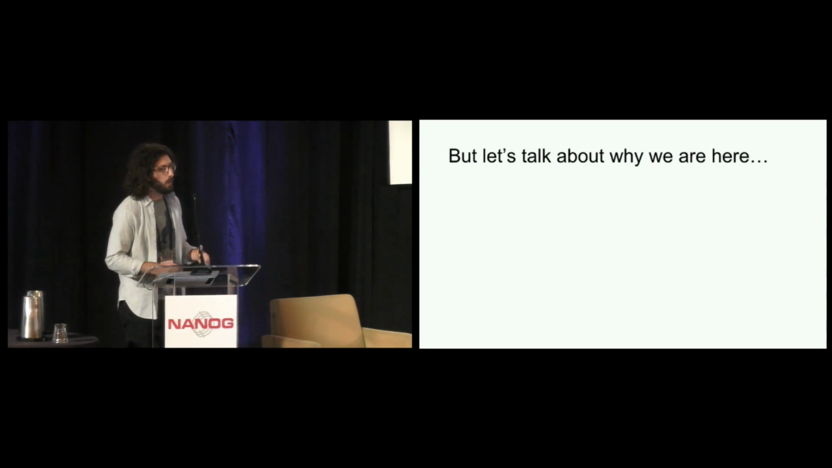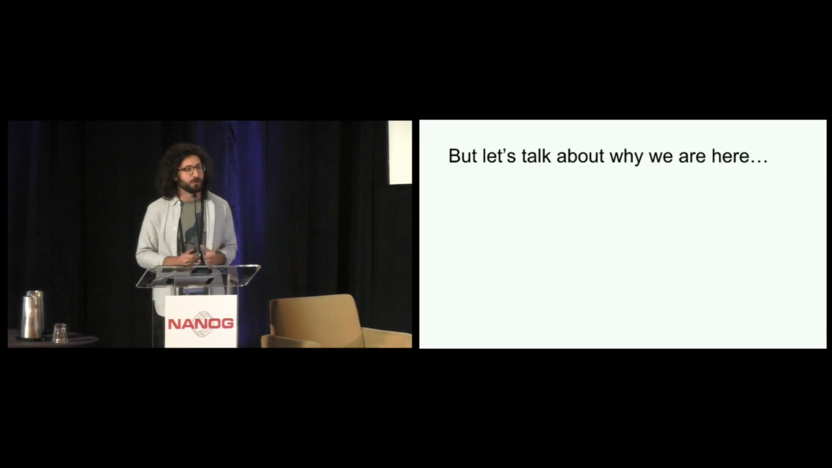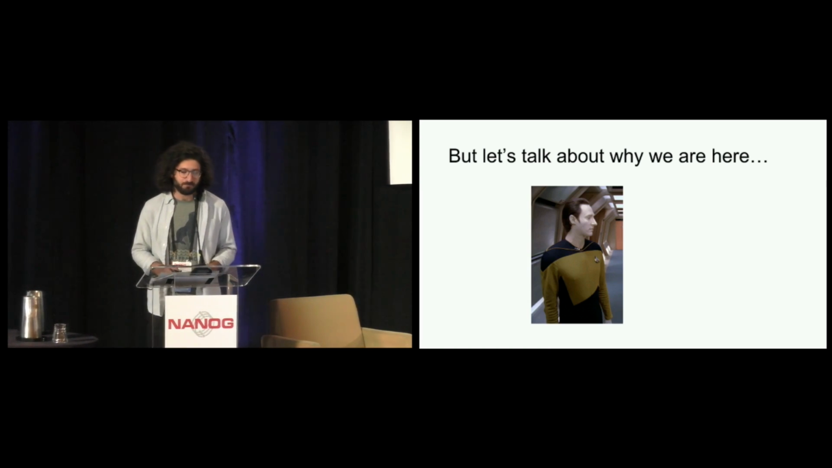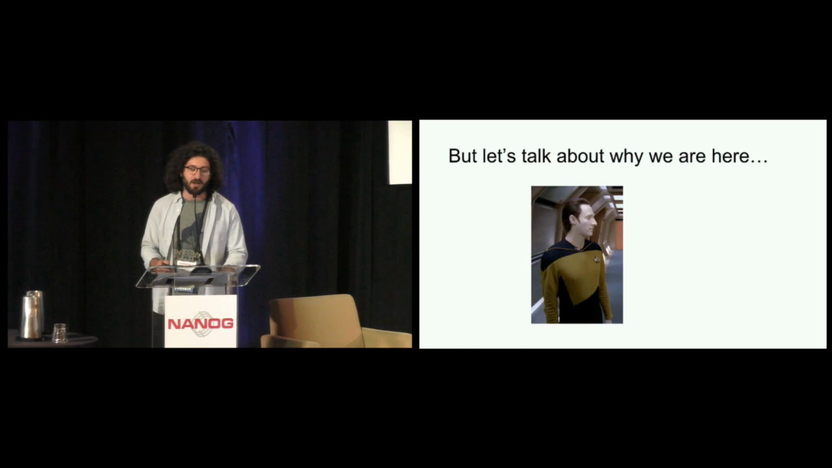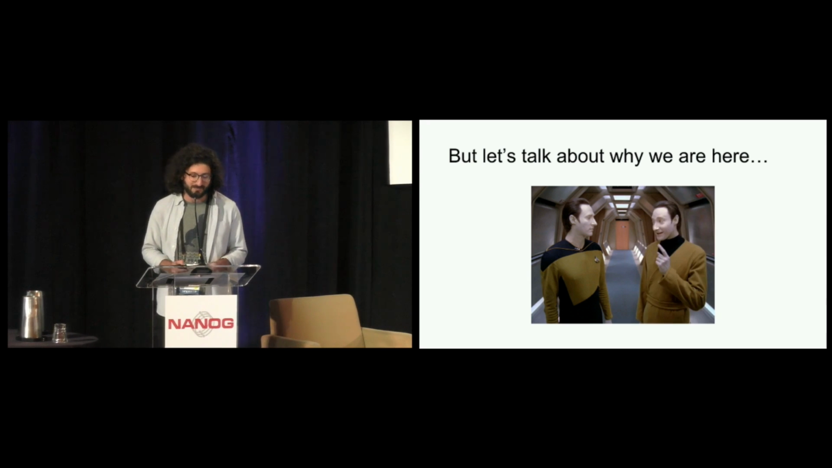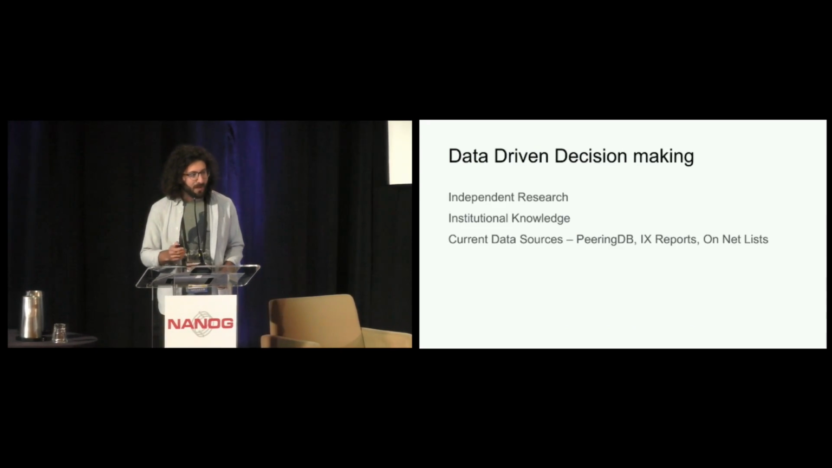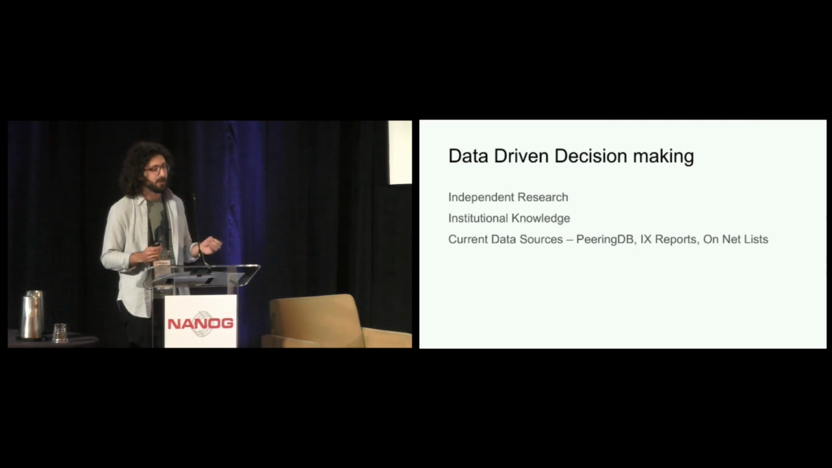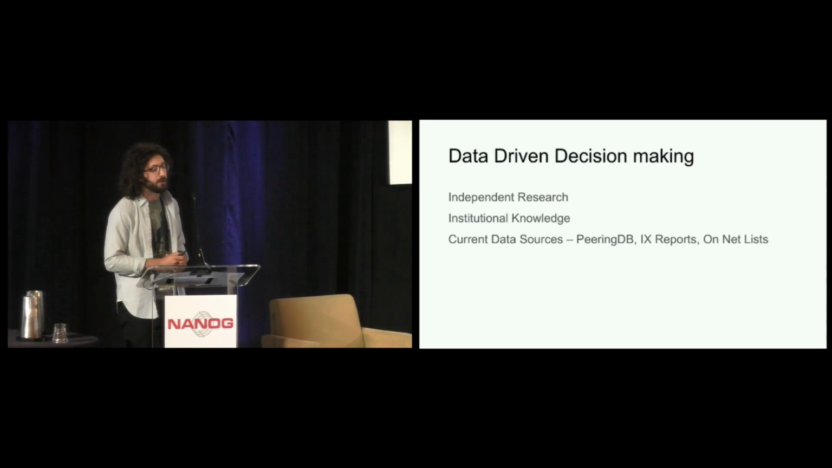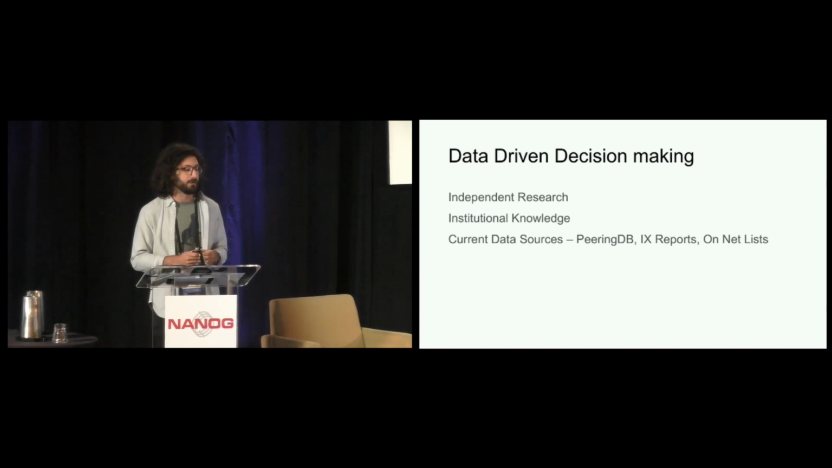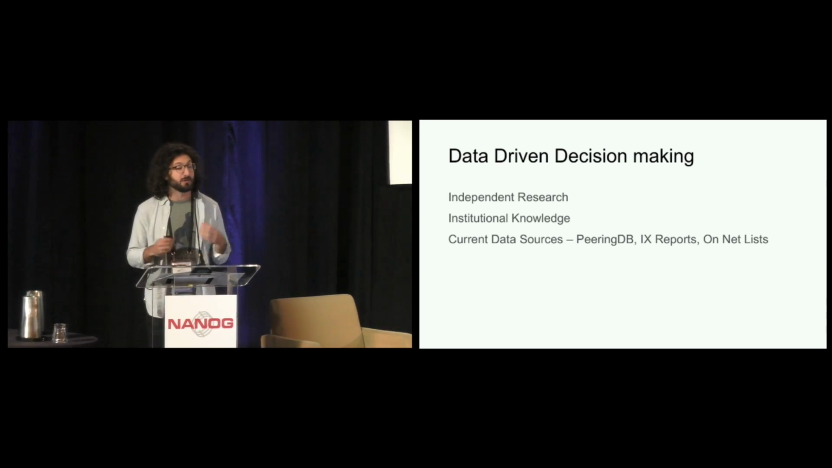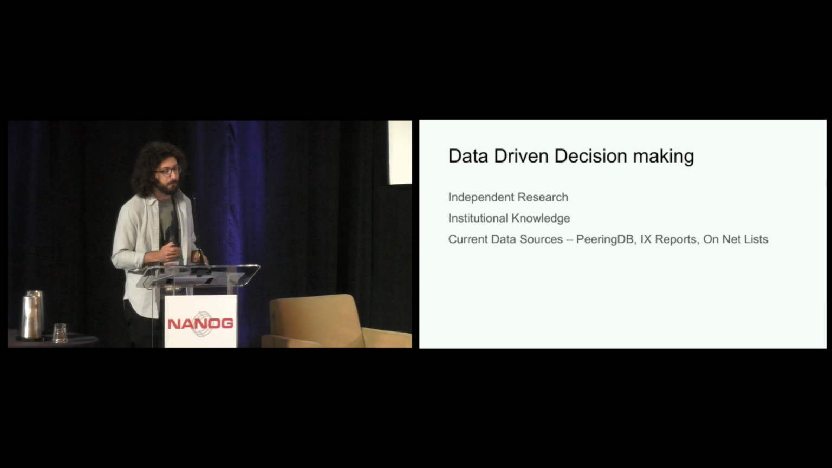So, like we were saying, when you have really good data, which seems like everyone really wants, when it's accurate and actionable, it's like having a really good member of your crew. But when your data's out of date, when it's not functioning properly, or you can't really make good decisions and rely on it, it can mess up your plans. So we know that data-driven decision-making is how we get really good stuff done. And that's based on everybody's independent research, institutional knowledge in the industry, and current data sources that are available to all of us. So PeeringDB, Internet Exchange reports, on-net lists, sometimes marketing materials. There's a lot of data out there. So let's talk about one.